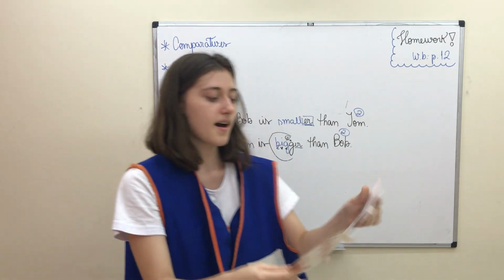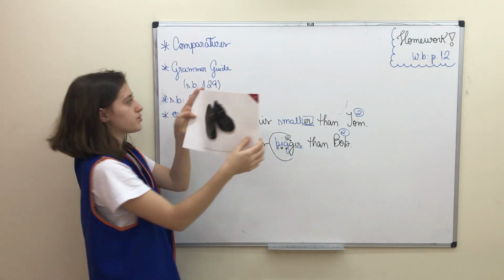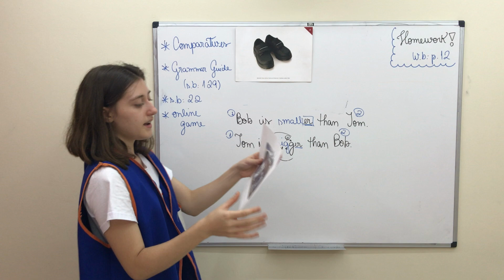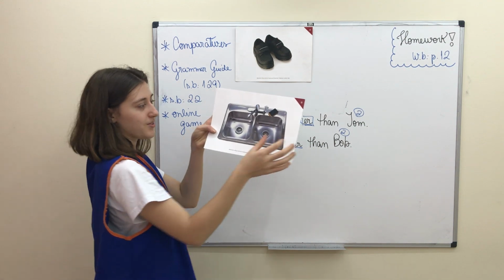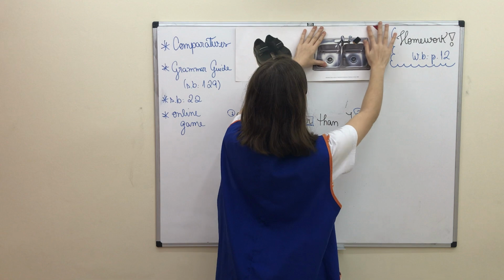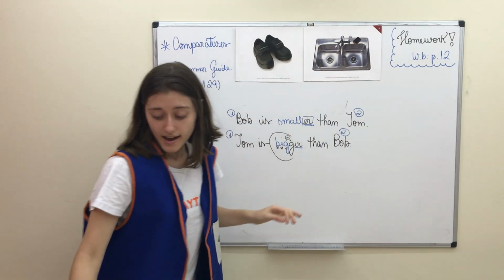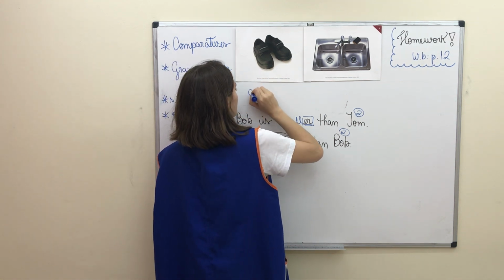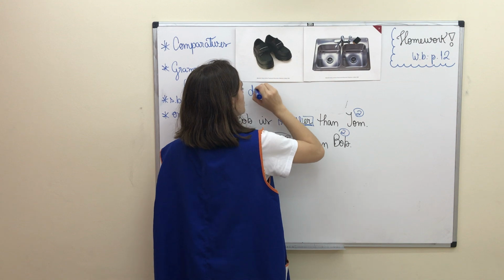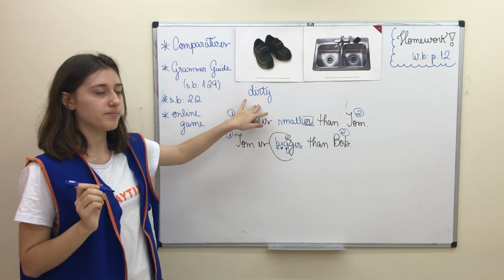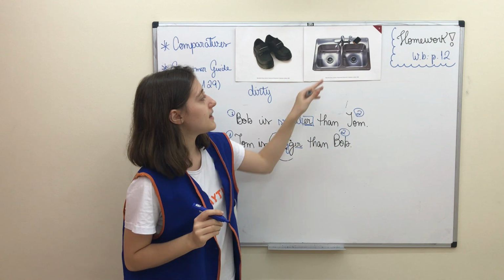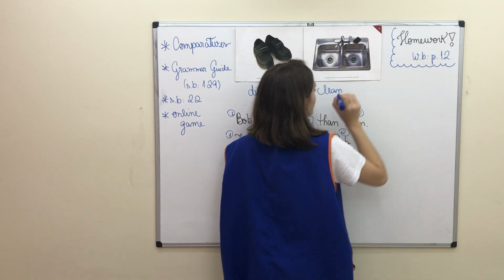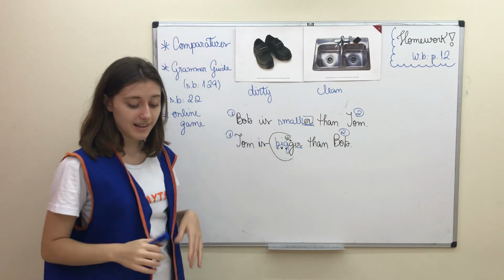I have here a pair of shoes, and I have here a sink, pia, sink. A pair of shoes and a sink. I could say that the shoes are dirty. Remember? Dirty, sujo, dirty. And I could also say that the sink is clean. Remember? Clean. Clean is the opposite of dirty, limpo.